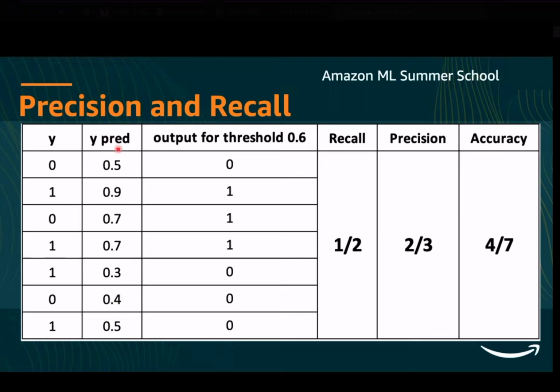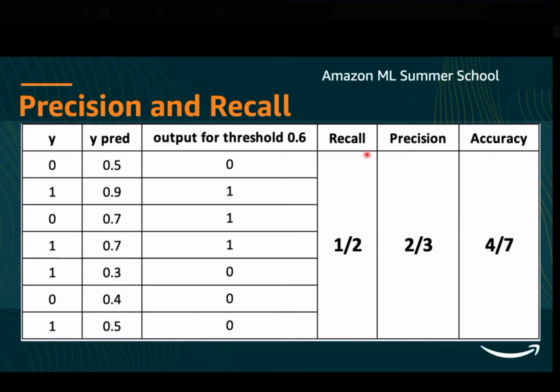As I said, you select a threshold and you say above this threshold, the predicted label is 1. Below this threshold, the predicted label is 0. Let's select the threshold of 0.6. So for this sample, the predicted label would be 0. For this, the predicted label would be 1, 1, 1, 0, 0, 0.